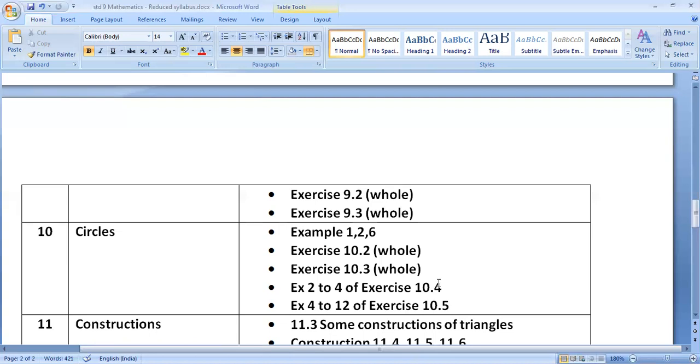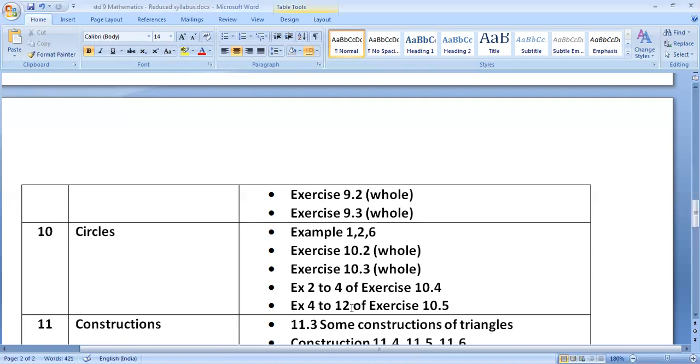While on page number 184, example 6 is excluded. So example 1, 2 and 6 are excluded. 3, 4, 5 are included. Same page 184, exercise 10.5, question 1, 2 and 3 are included. While 10.5, 4 to 12 questions are excluded. Means 4, 5, 6, 7, 8, 9, 10, 11 and 12 up to page number 186 are excluded.